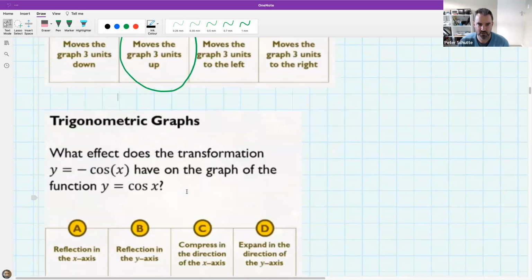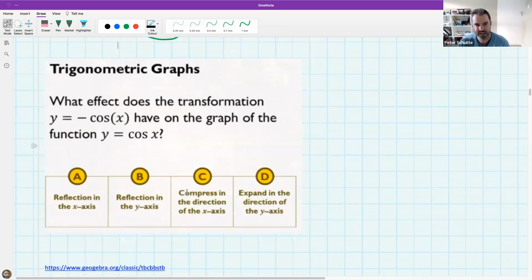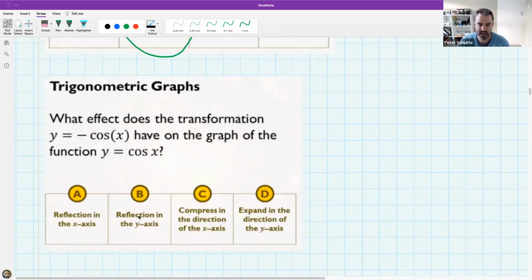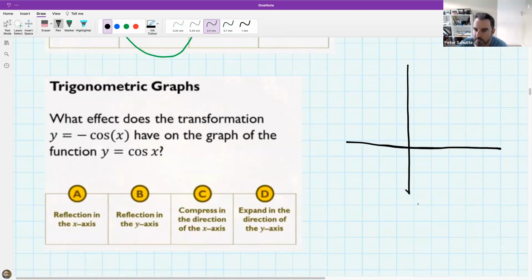Oh, here's an interesting one. What effect does minus cos x have on a trig graph? Now, we haven't explicitly done this, but maybe you can work it out. So it's changing the y value from a positive to a negative. And so I want you to think about that. And while you think, I'm going to maybe draw something to help us, but you think about that for a bit.